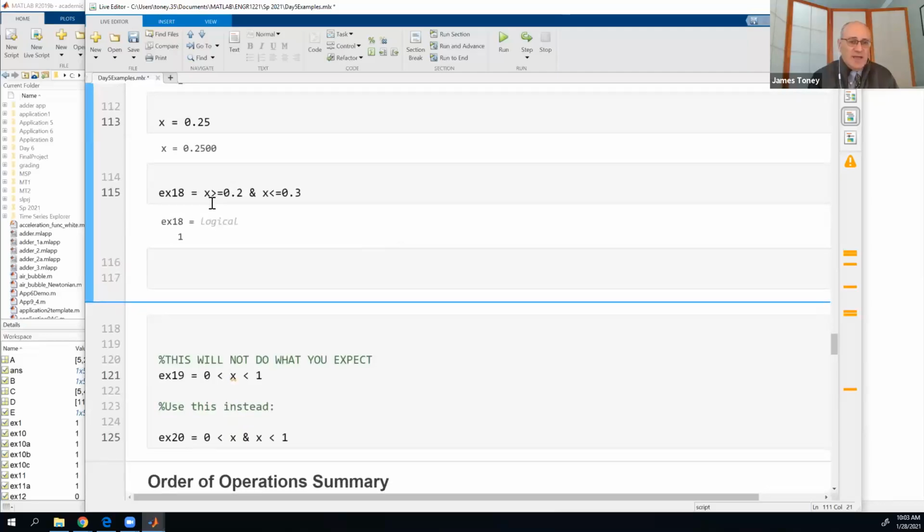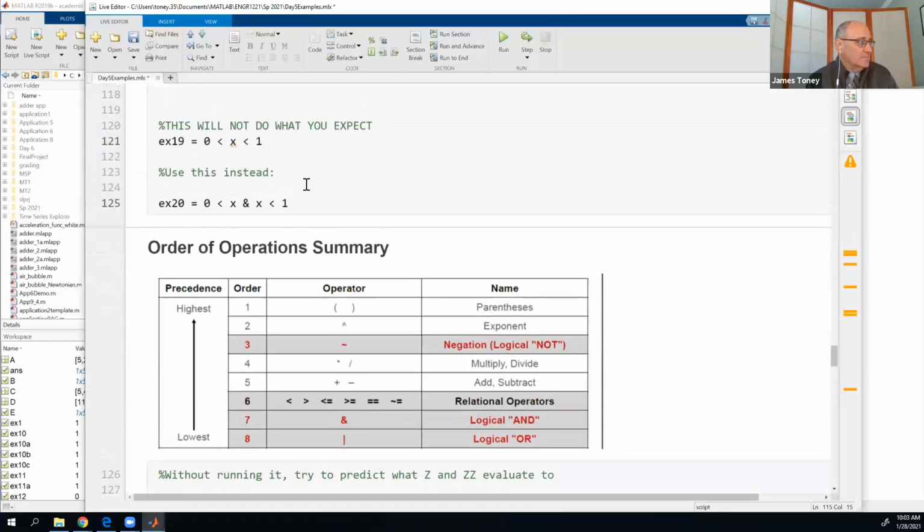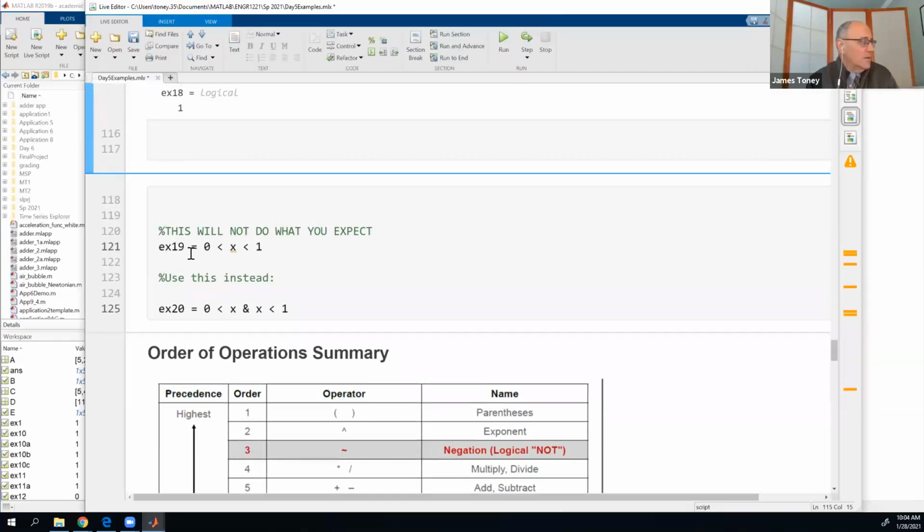Or if you want to test if x is between certain limits, you could use an and. Is x greater than or equal to 0.2 and less than 0.3? Well, I changed it to 0.5 here, so yes, it is. So I get it true. But the important point, you have to write it out this way. Okay, you have to have two complete relational expressions as the operands for this and operator. This will not do that. Okay, we see this mistake a lot because this is how you write it in mathematics. But this is not mathematics, this is computer programming.